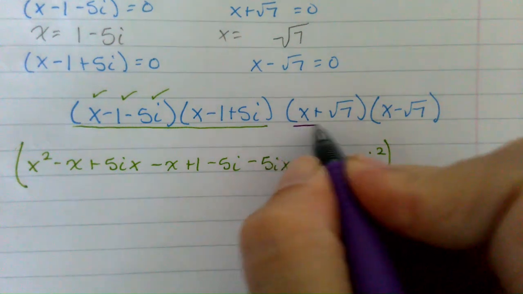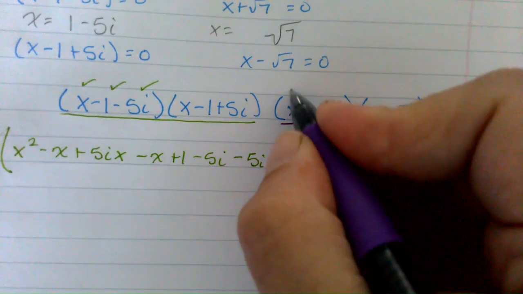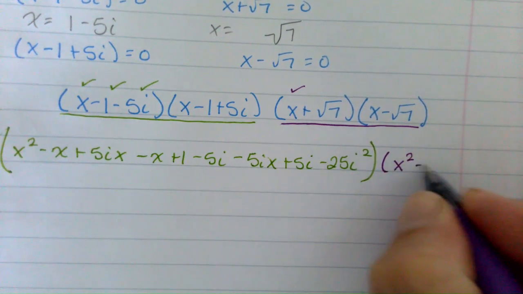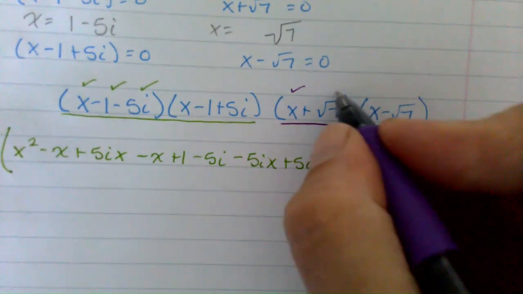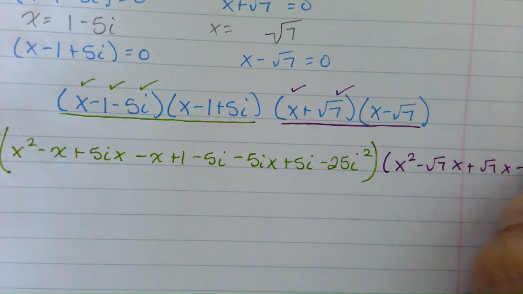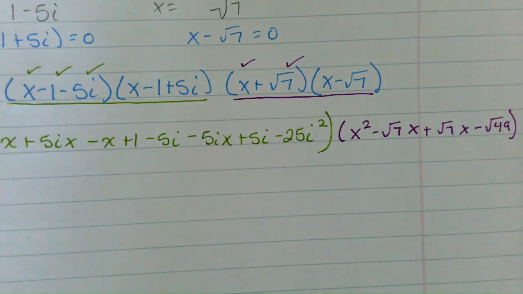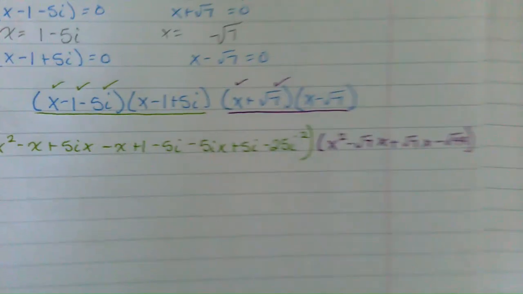I'll do this one in purple, same thing. I'll work my way across, distribute the x. That would give me x squared minus root 7x, and then distribute the square root of 7, minus root 49. That took up the entire page there, didn't it?